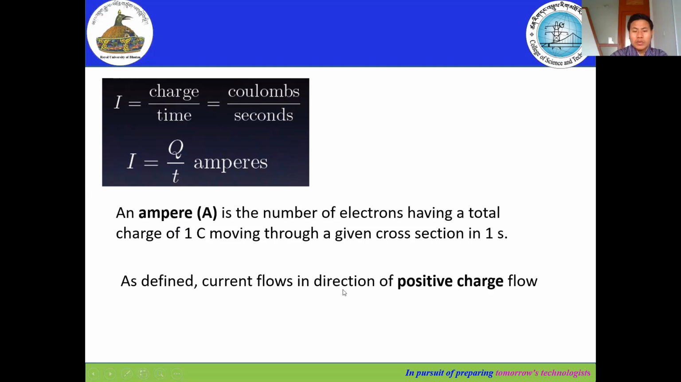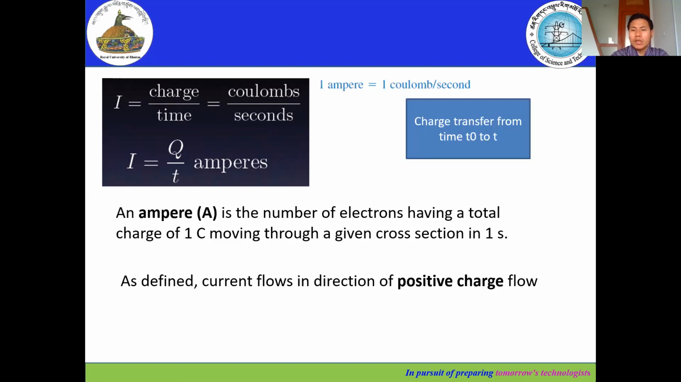As defined, current flows in the direction of positive charge flow. I've also shown you the two images of how the charge and the current are flowing. The current flows from positive to negative, whereas the electrons flow from negative to positive. They are opposite. The flow of charge and flow of current are opposite. And 1 ampere is equal to 1 coulomb by 1 second.